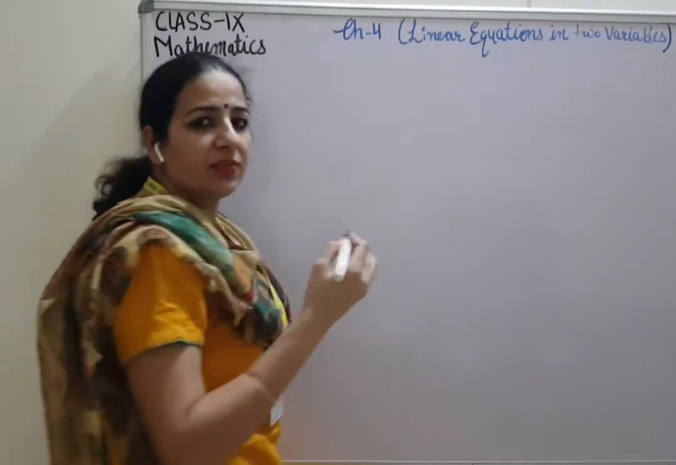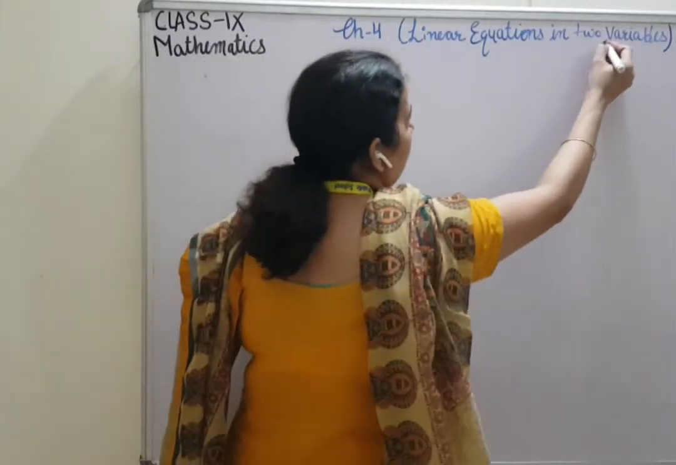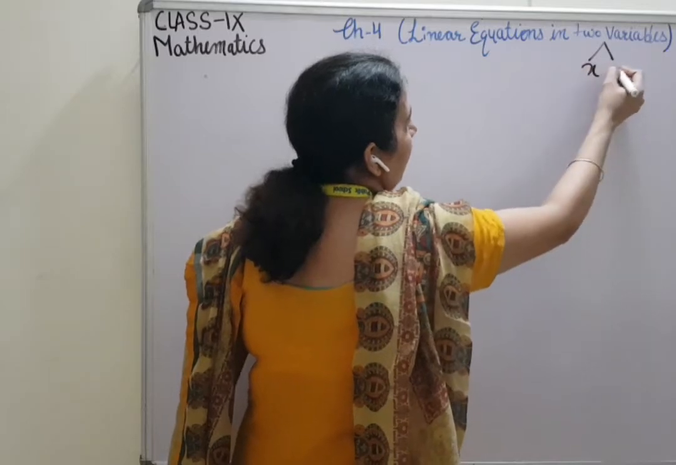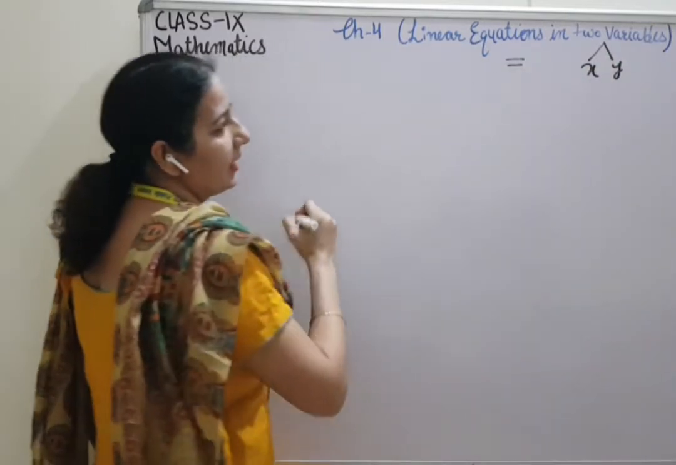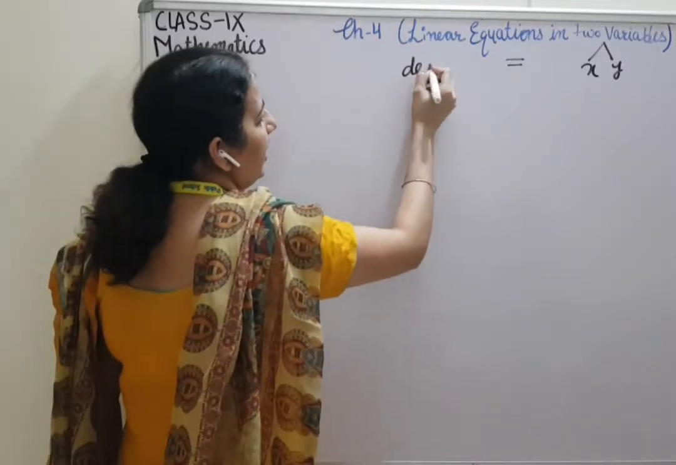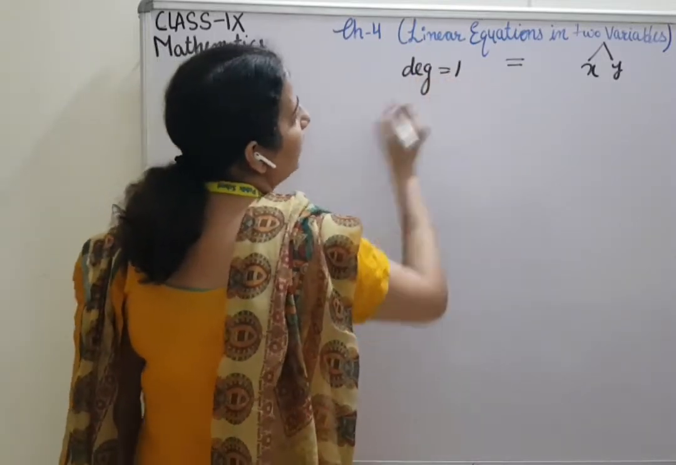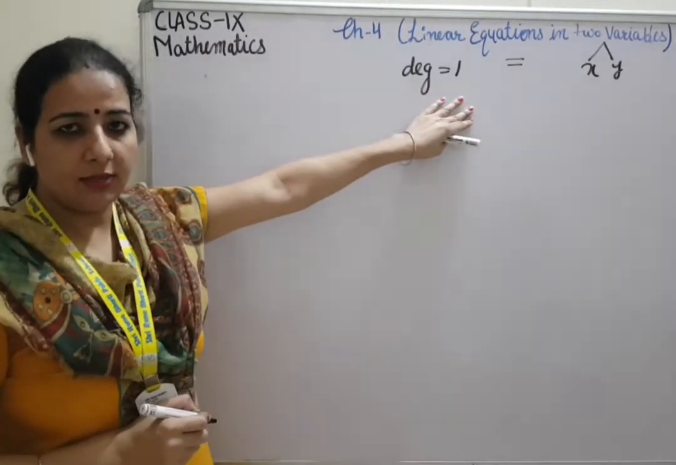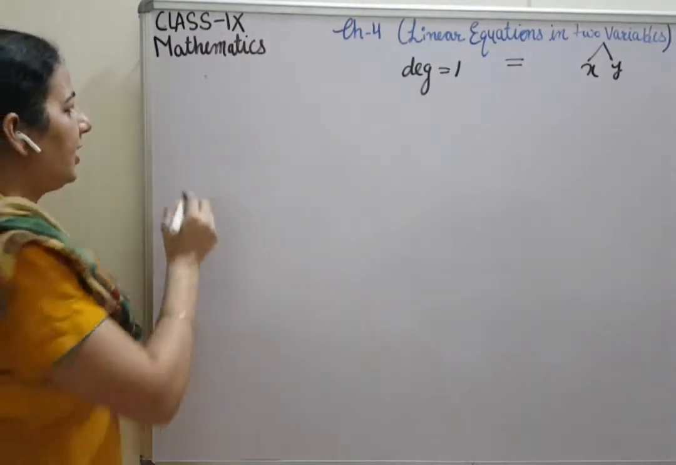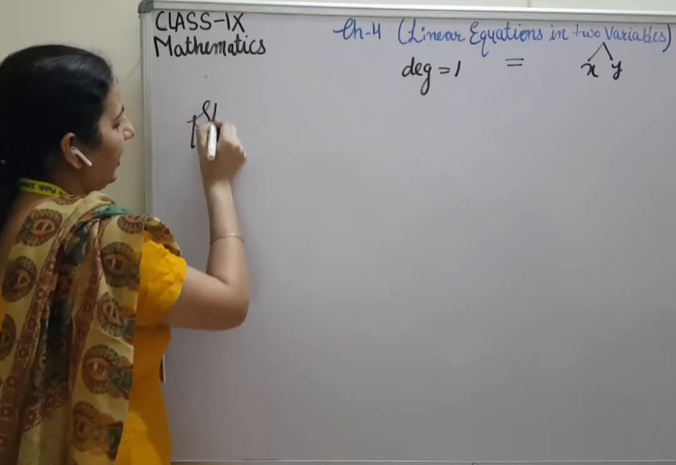Variable means x, y, z. Two means we have to take two variables. I have taken x and y. Equation means equality sign. Linear means degree 1. Degree is equal to 1. So this is all about the meaning of the name of this chapter, linear equation in two variable.